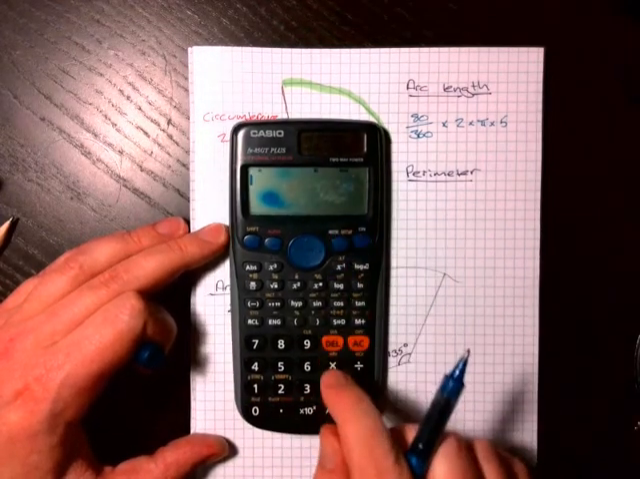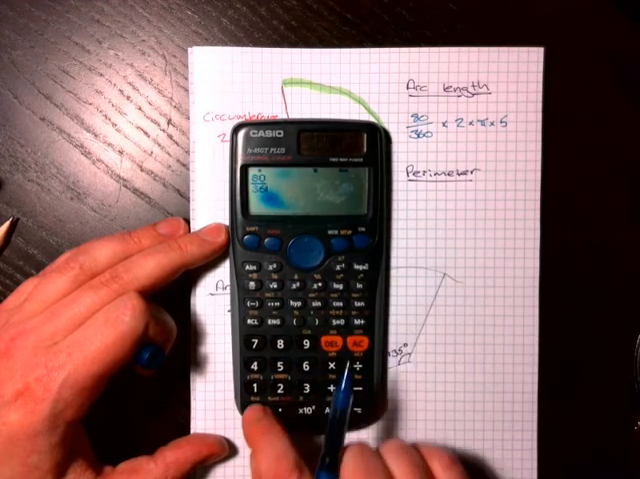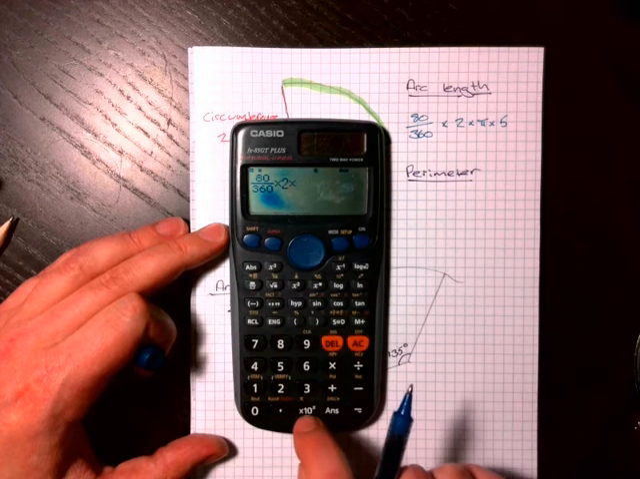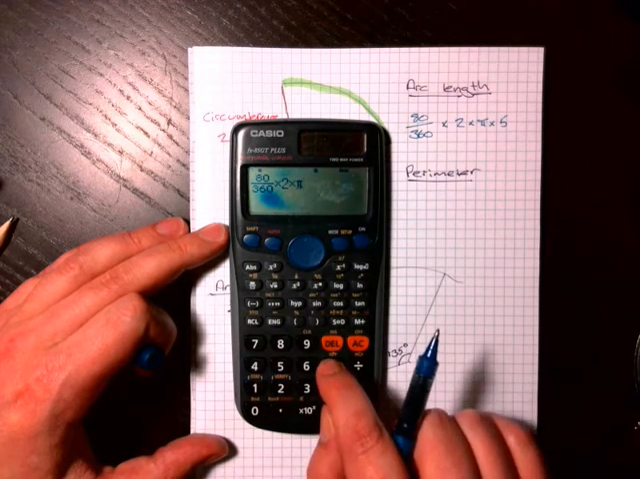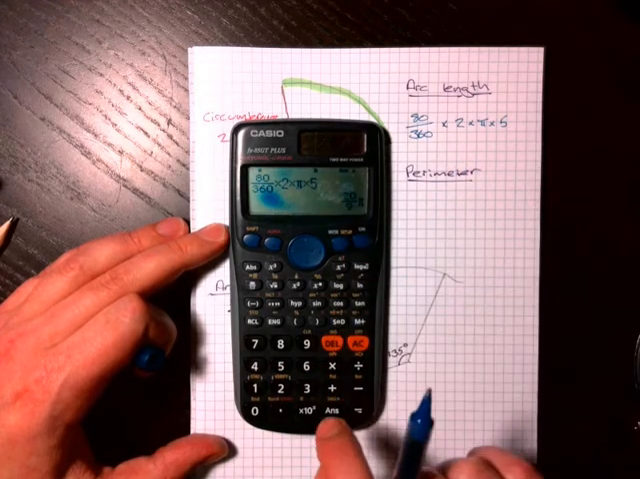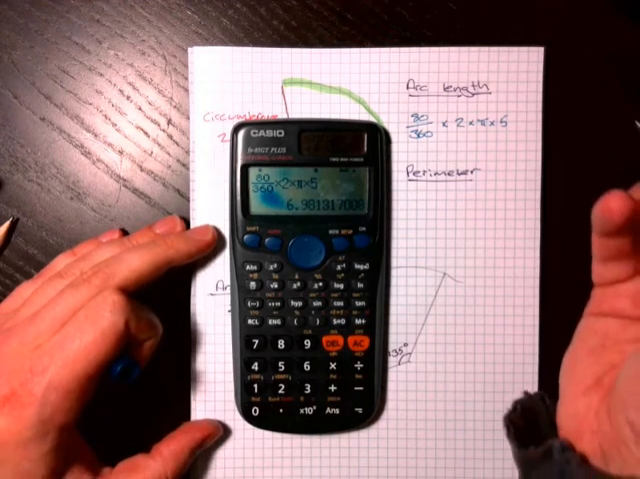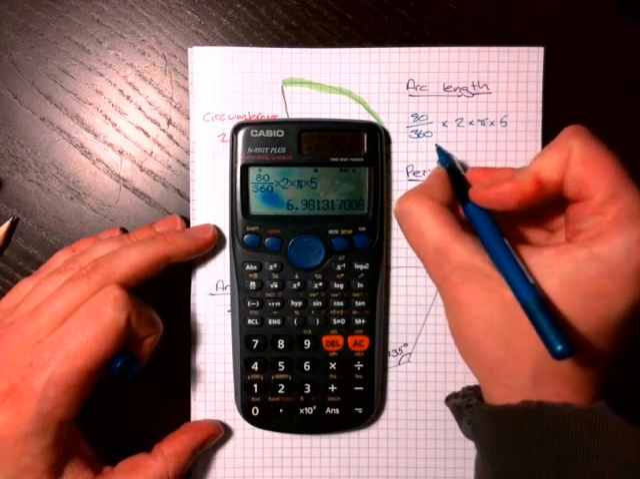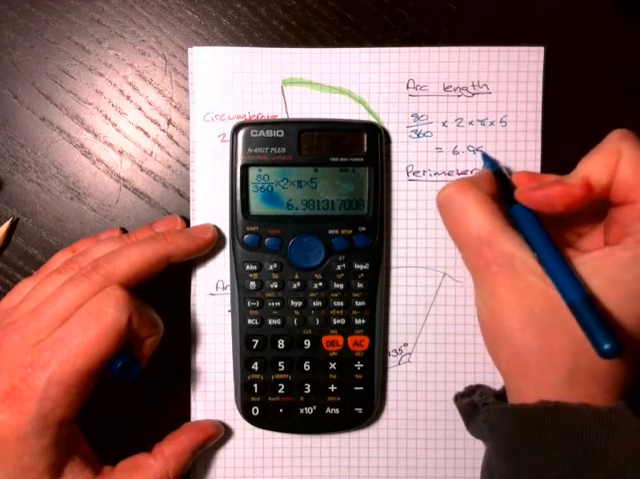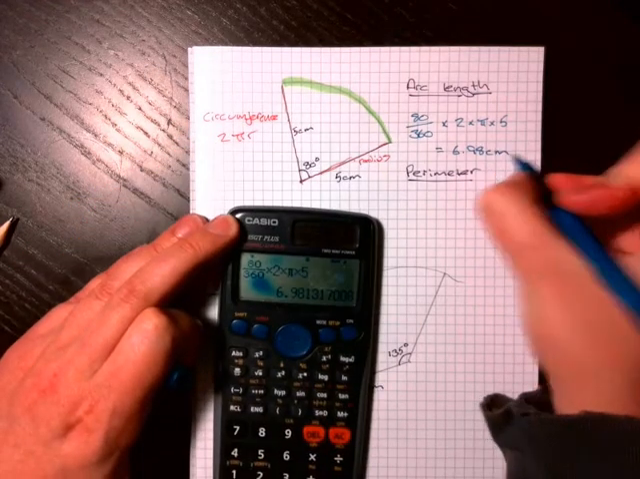Okay, so fraction button, 80 over 360 times 2 times pi, so that's shift and the bottom middle button, times 5. So that's not a decimal answer, so if you press the SD button it will turn it into a decimal. So that means that the length of this arc is 6.98, correct to 2 decimal places, centimetres, because we were working in centimetres.